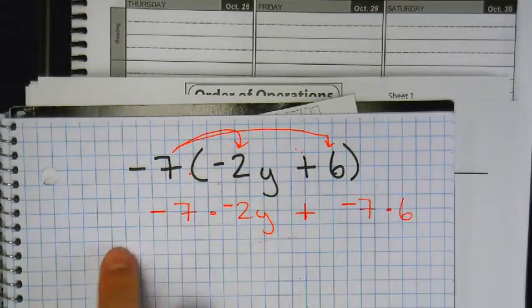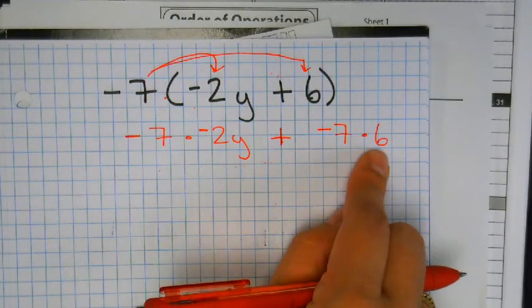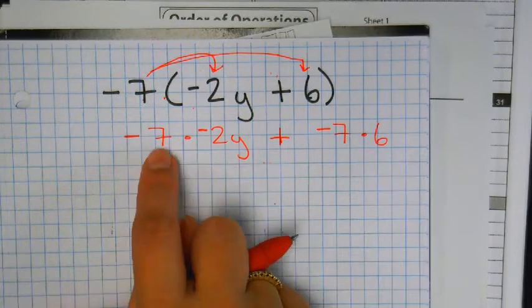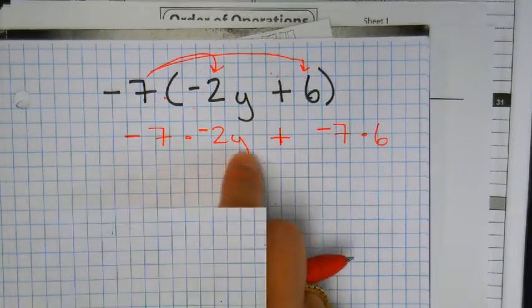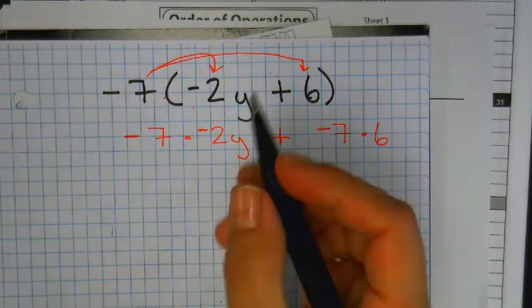So this is where I show my work, especially with something like this. I want to keep track to make sure I multiply everything correctly and I'm using the right numbers. So what do you guys think -7 times -2y is? 14. Negative 14. Oh, sorry.